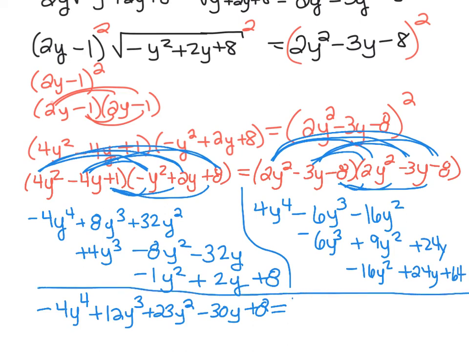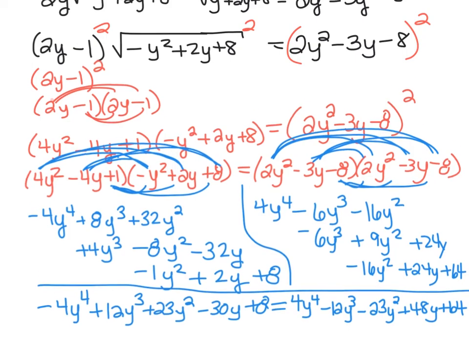So that would give us 4y to the fourth minus 12y to the third. So negative 16 and negative 16 would be negative 32 plus 9 would be negative 23y squared plus 48y plus 64. Okay. Scoot this up again.